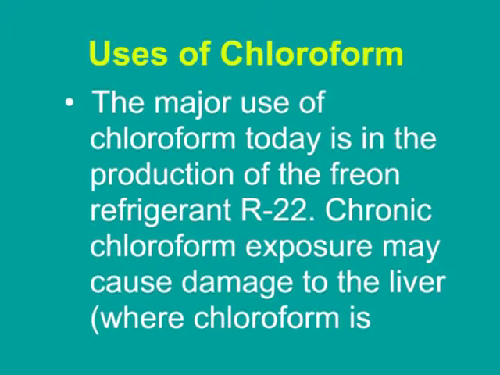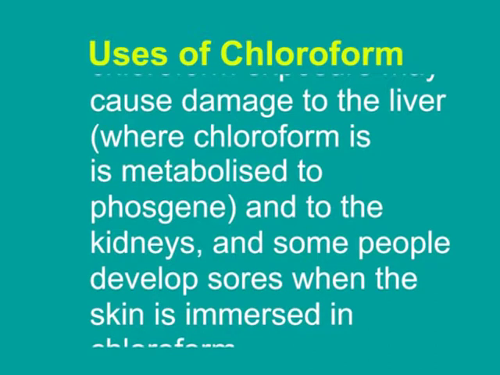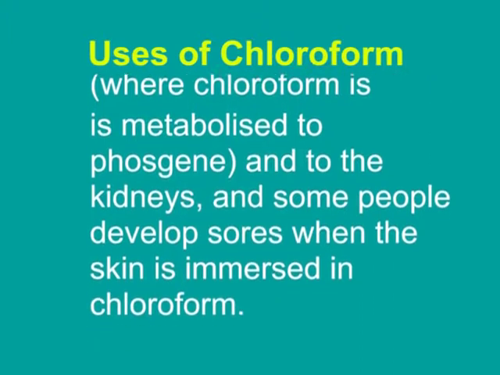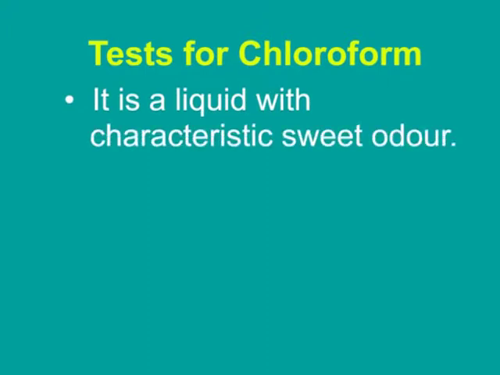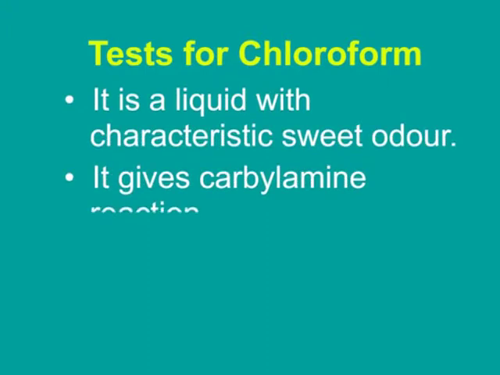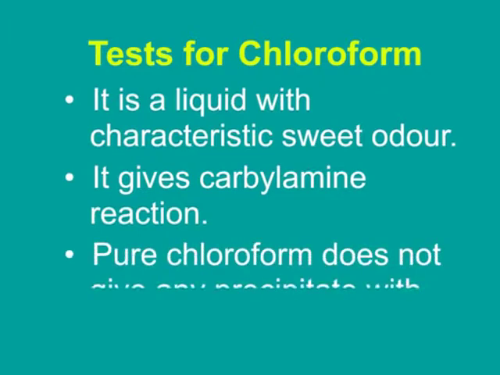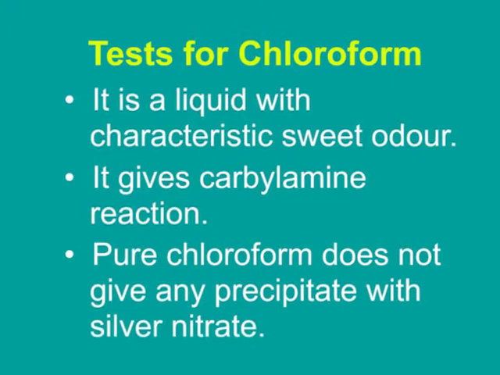Chronic chloroform exposure may cause damage to the liver, where chloroform is metabolized to phosgene, and to the kidneys, and some people develop sores when the skin is immersed in chloroform. Let us now learn about tests for chloroform. It is a liquid with a characteristic sweet odor. It gives the carbylamine reaction. Pure chloroform does not give any precipitate with silver nitrate.